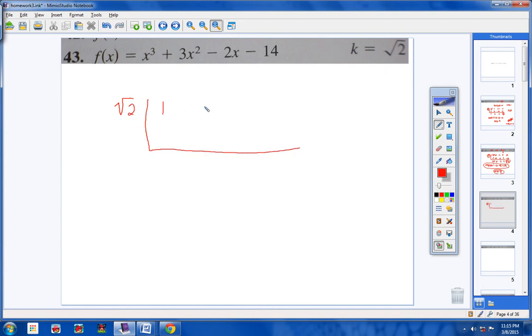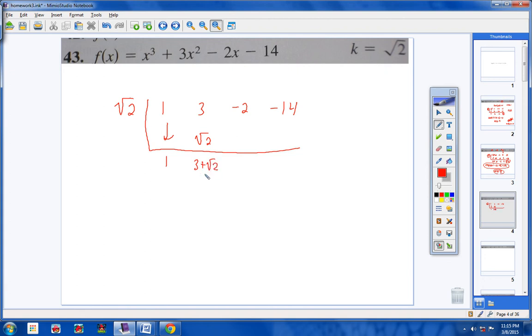So we'll put a 1, a 3, a negative 2, and a negative 14. Alright, bring down your 1. Multiply, you get square root of 2. Combine these, they're unlike terms, so we're going to put 3 square root of 2.